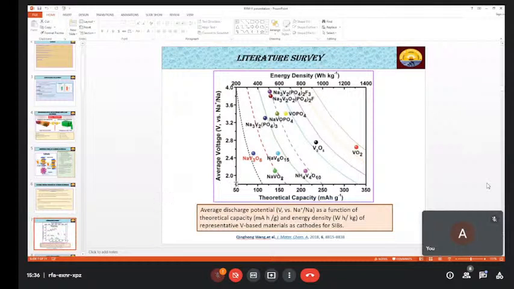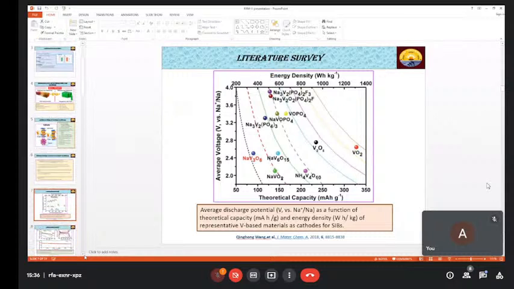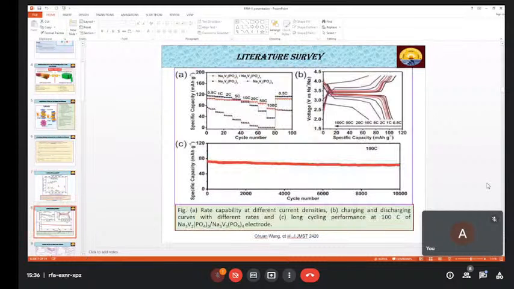Here, this is also a graph from the literature review. The combination of sodium, vanadium, phosphate, and chlorine has high energy density, high theoretical capacity, and high voltage. So to improve the characteristics, I add nickel extra to these elements, so my conductivity also increases. That type of work is also completed in my work.